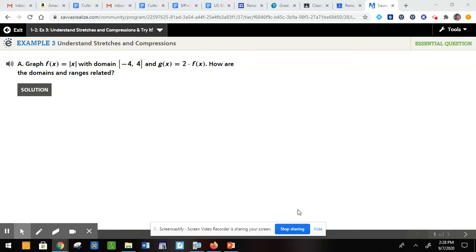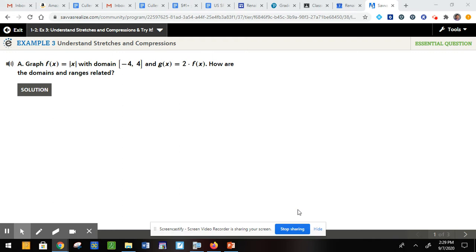So example 3, now we're talking about a different kind of translation. We're talking about stretching and compression. If you notice in the question here, for g of x, we're multiplying it by 2. So we're going to look at what happens when you take a function and you multiply it by 2.